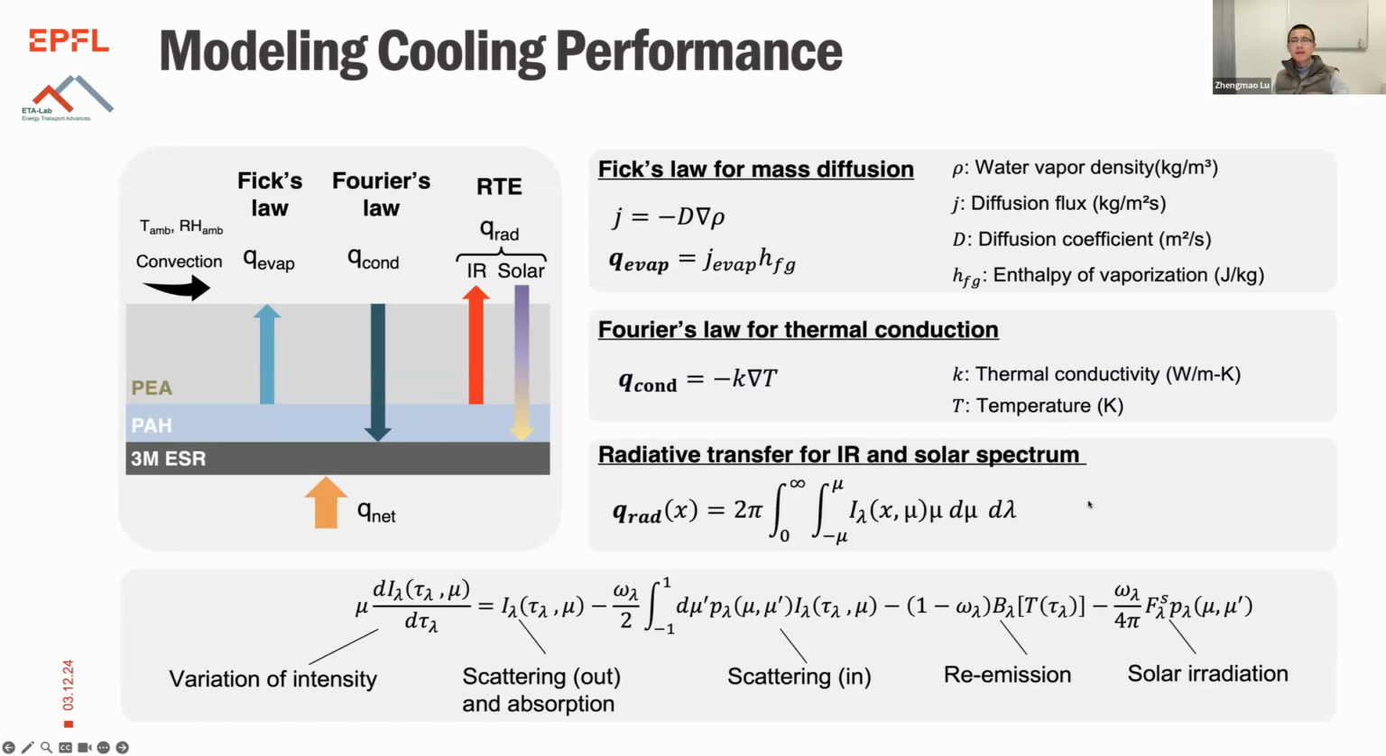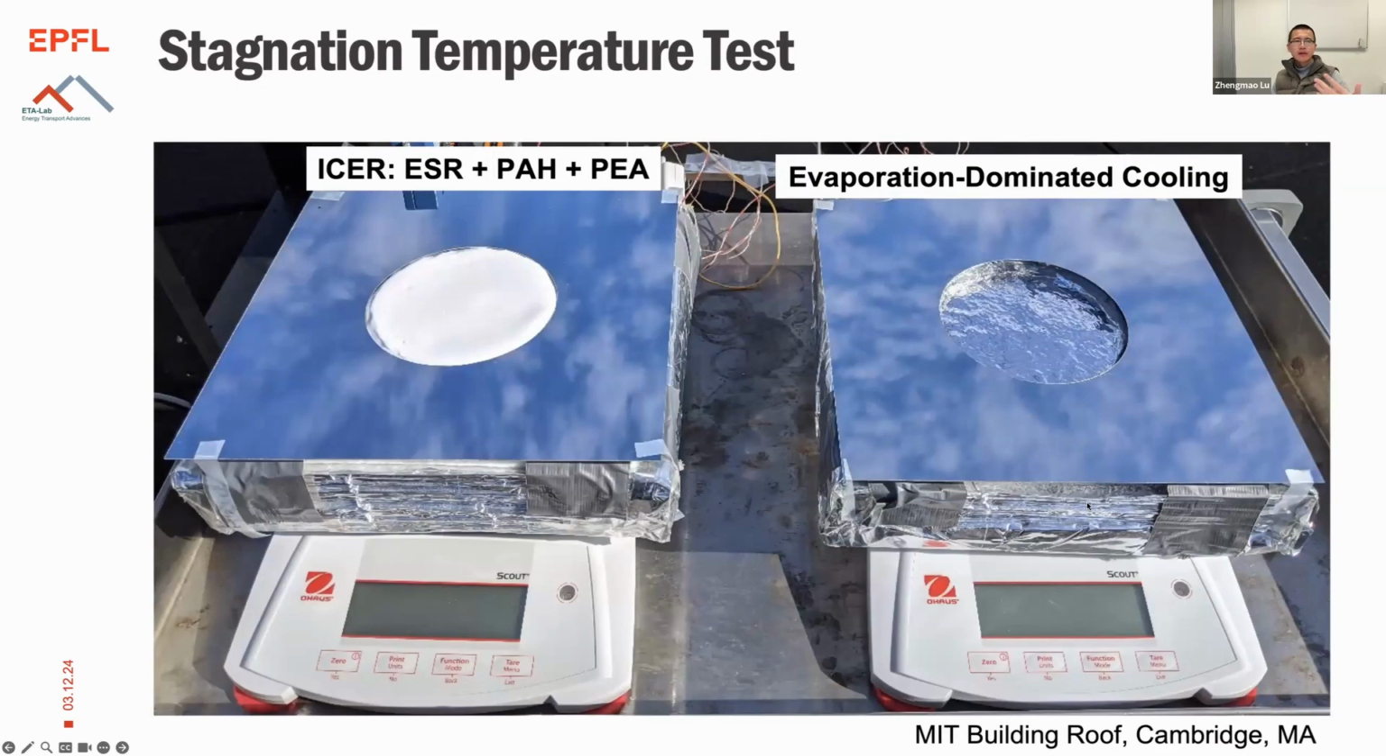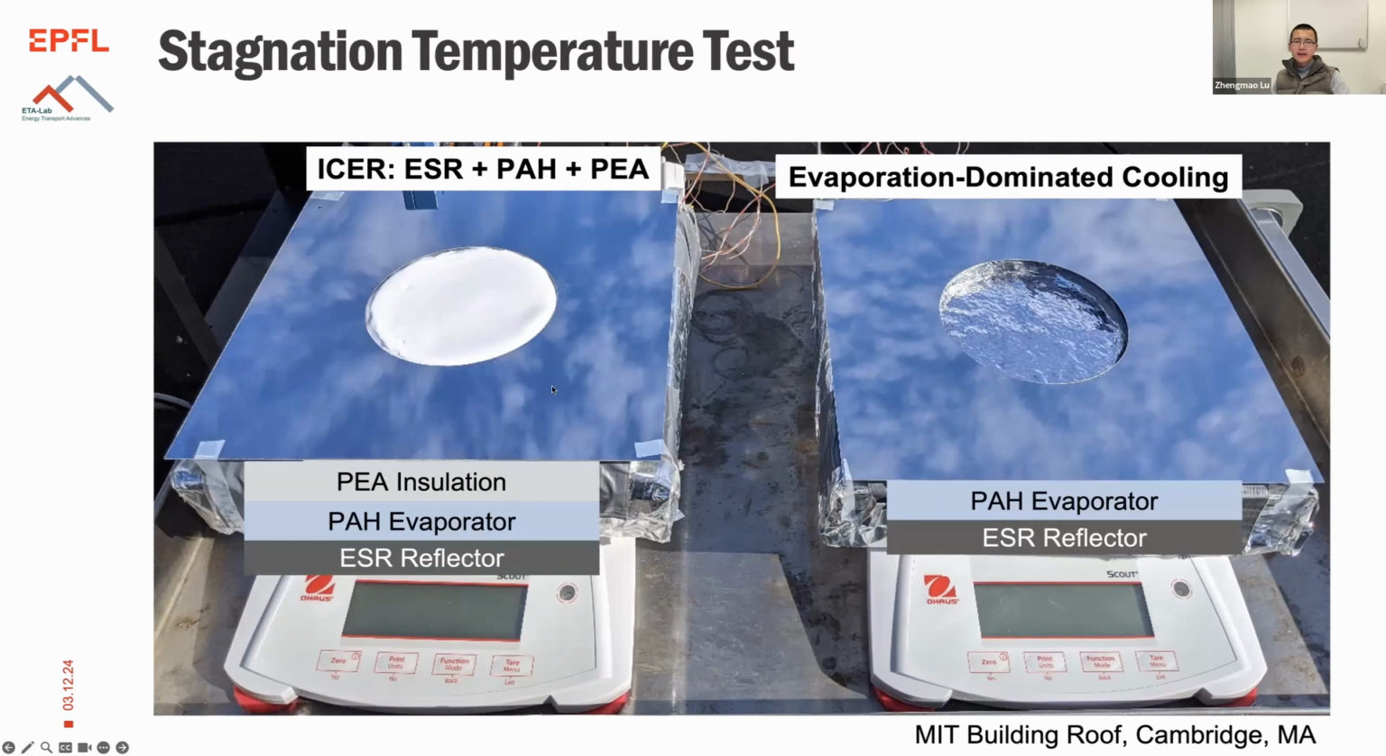In terms of the experiments that we did, the first thing was a stagnation temperature test. Basically, we wrap around this cooling stack with insulation, and the idea is to simulate 1D heat transfer, which is easier for us to understand. So by having insulation around, it becomes almost 1D. The left is our ICER design, so an ESR reflector plus an evaporator plus insulation. And the right-hand side is basically just slapping a water layer on top of a reflector. So it's an evaporation dominated cooling.